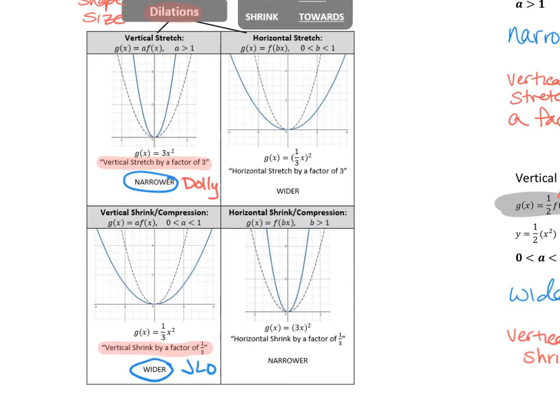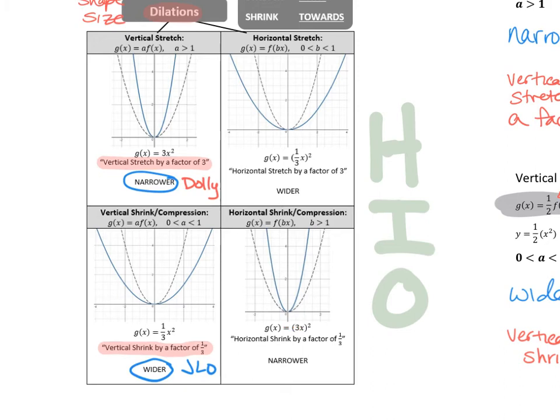Now, we asked you this at the door. Since these are going to be horizontal, what should you probably immediately start thinking? HIO. What does HIO stand for? Horizontal, inside, opposite. Horizontal transformations are inside parentheses and they go the opposite direction. So do you see that now when I have these numbers in here, they're on the inside of the parentheses instead of out in front of it? That's your indicator that this is a horizontal transformation and that it's going to be a horizontal stretch and shrink.